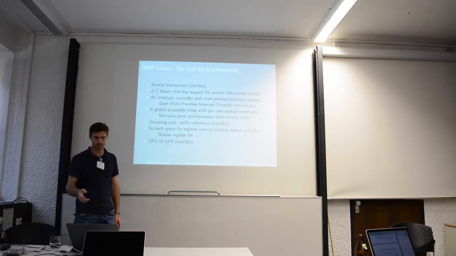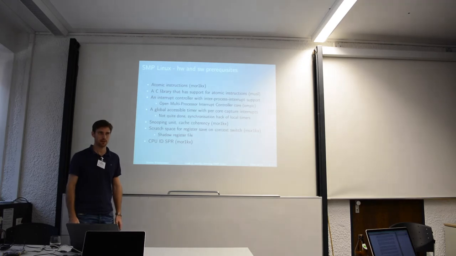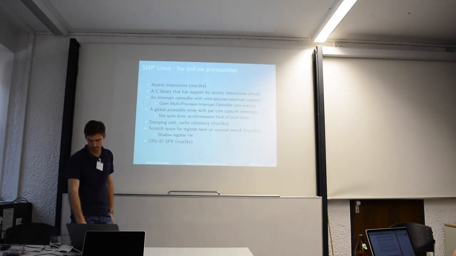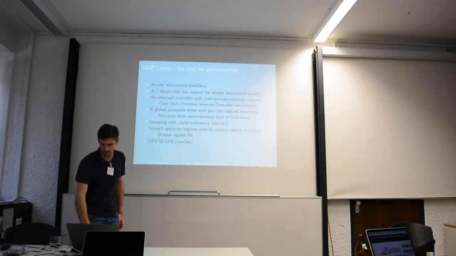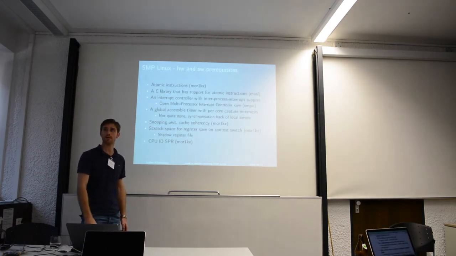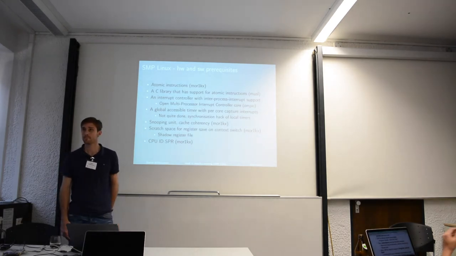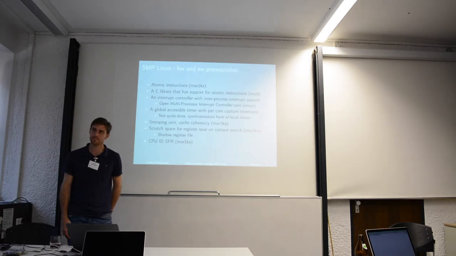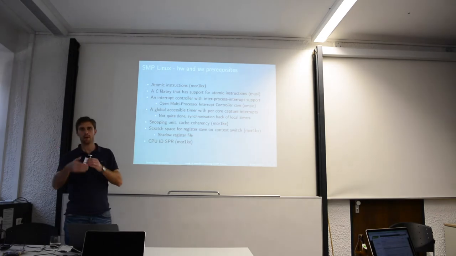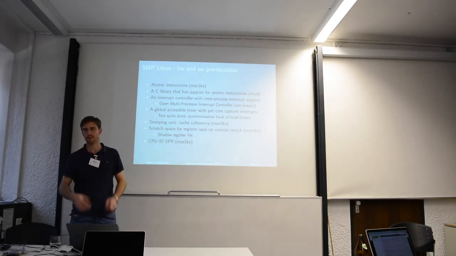The snooping unit, cache coherency, is related to the multi-core stuff in mor1kx, and the scratch space that I spoke about earlier, and this CPU ID that Stefan spoke about in his presentation too. You could also use the scratch register for thread local storage, because at every thread switch you also have to switch to the new context, and as part of that you could load the appropriate values in. What they're used for now is to save away a couple of registers so you can set up the kernel stack.